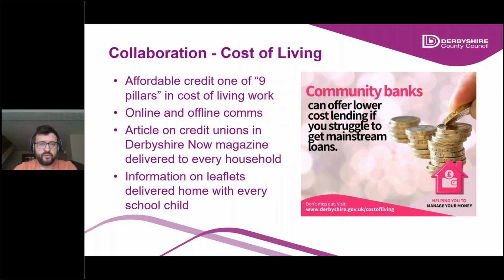The Affordable Credit Project is part of the council's cost of living campaign, which is made up of 9 different pillars, one being affordable credit. The other pillars cover things like health, housing, mental health, and employability. And together and separately, we run both offline and online comms, internally and externally.